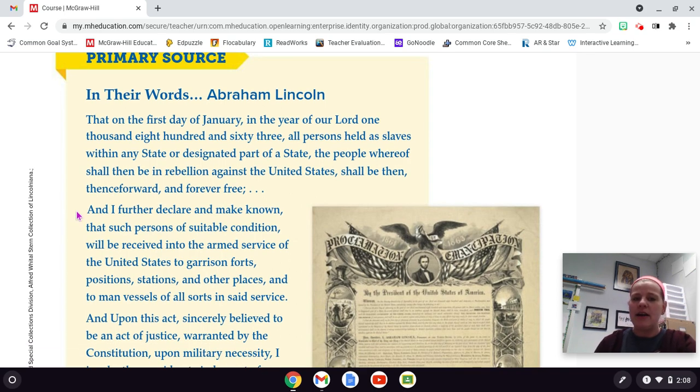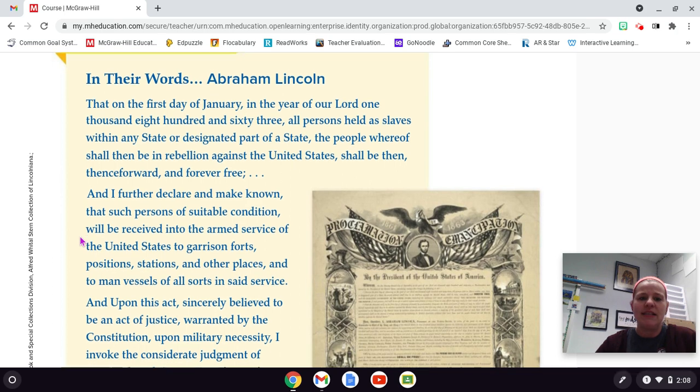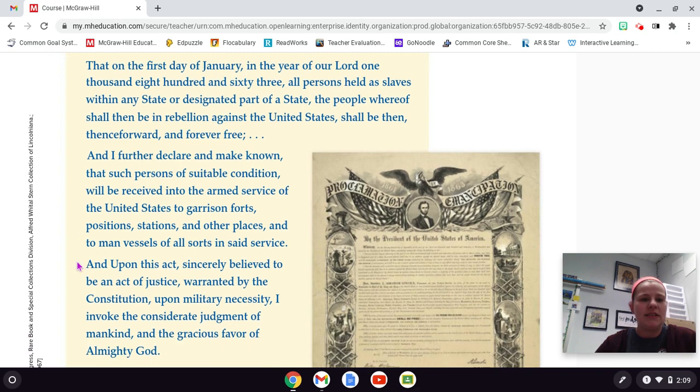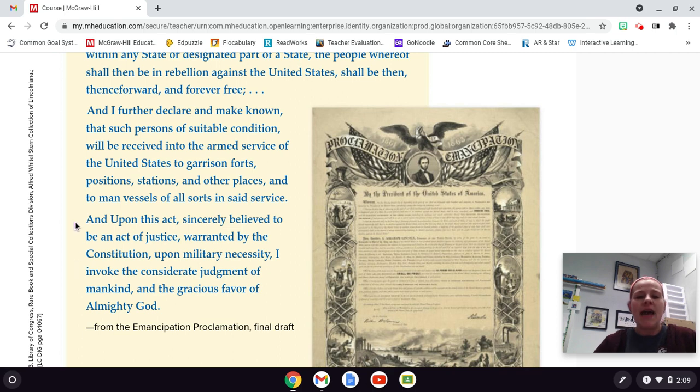And I further declare and make known that such persons of suitable condition will be received into the armed services of the United States to garrison forts, positions, stations, and other places, and to man vessels of all sorts in said service. And upon this act, sincerely believed to be an act of justice, warranted by the Constitution upon military necessity, I invoke the considerate judgment of mankind and the gracious favor of Almighty God.